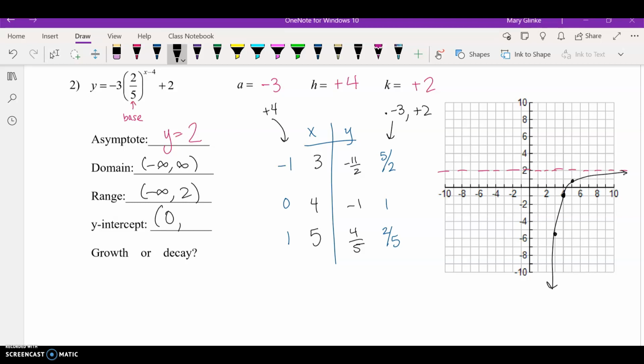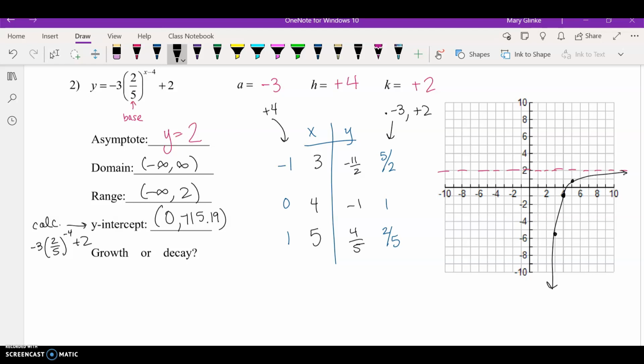Your y-intercept is going to be 0, some number. This is something that you are able to use your calculator on. I would not expect you to do this one without your calculator. So go ahead and type in 0 for x and figure out what you get for y. And I got -115.19.